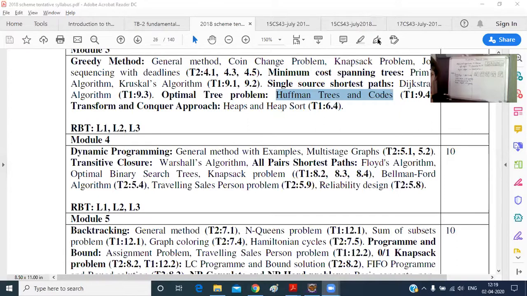I hope you are able to see the blackboard as a full screen. If it is not, please let me know. Okay, so I assume the board is completely clear. Excuse me.